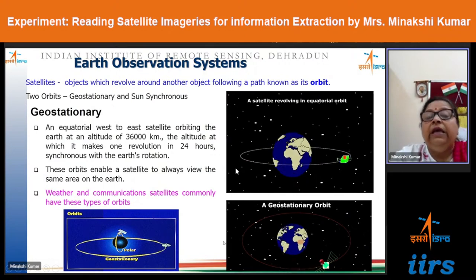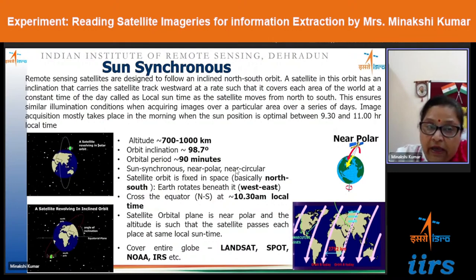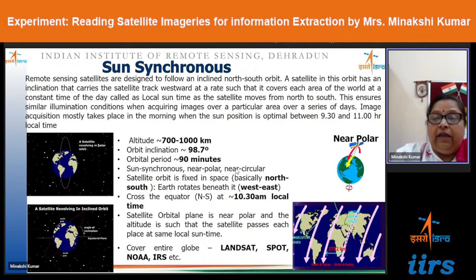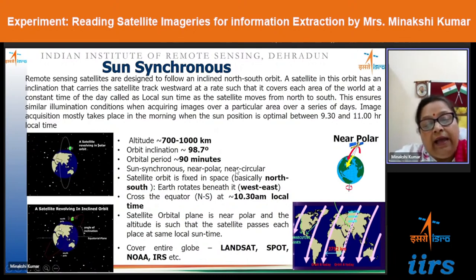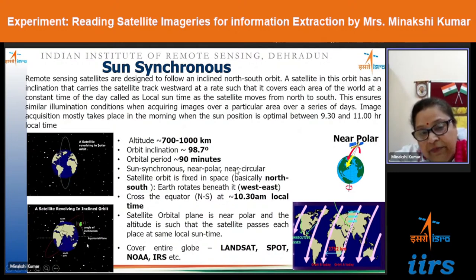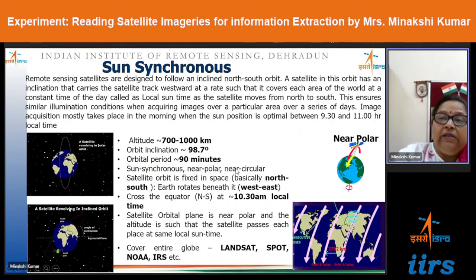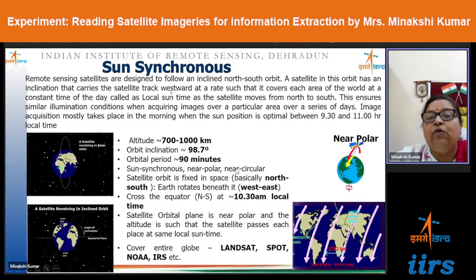Now we are talking about the sun-synchronous orbits, the polar orbits, which are capturing the periodic data of the Earth, right? So these sun-synchronous orbits follow a north-south orbit. And the orbit is so inclined that when the satellite is moving from north to south and the Earth is rotating underneath, combinedly it covers each area of the Earth at the same local sun time. And that is the reason it is called sun synchronous. So this will ensure similar illumination conditions, right?